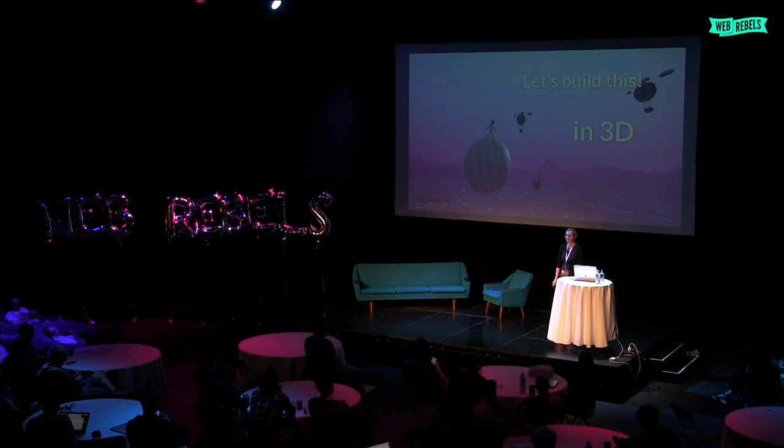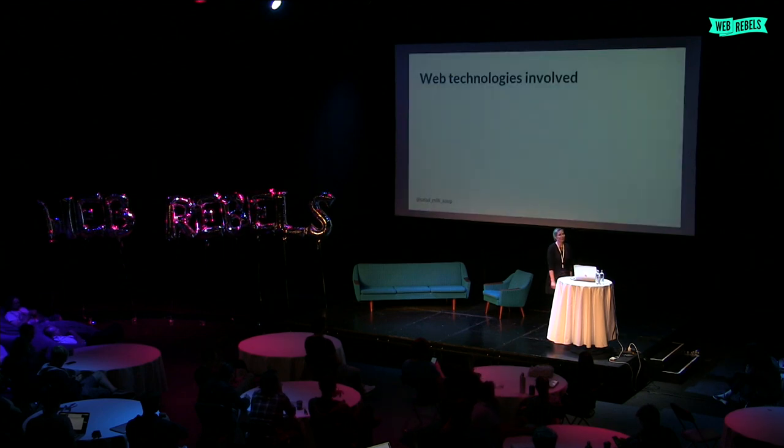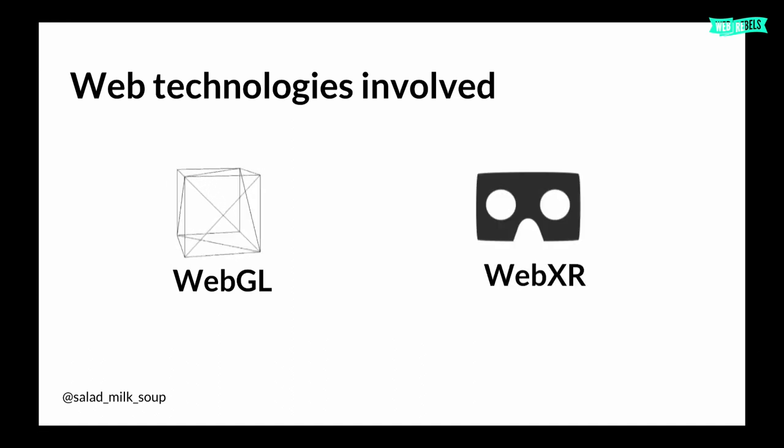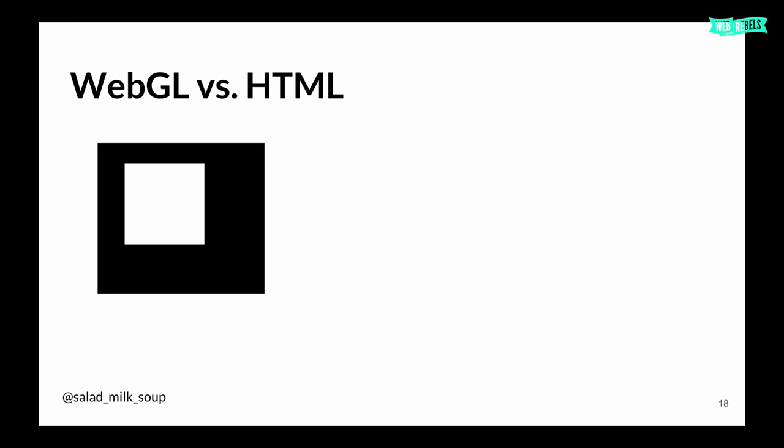So let's build this, and in 3D, it's going to be fun, right? So what web technologies are we going to use? We're going to use WebGL, but not directly, and I'll show you in a bit why. That allows us to render 3D graphics, give access to the graphics card. And we're going to use the WebXR API. Now, why wouldn't we use WebGL directly? Of course, there's nothing against it. It's great. But for many people, it might be a bit tedious or not really something they would want to spend too much time doing.